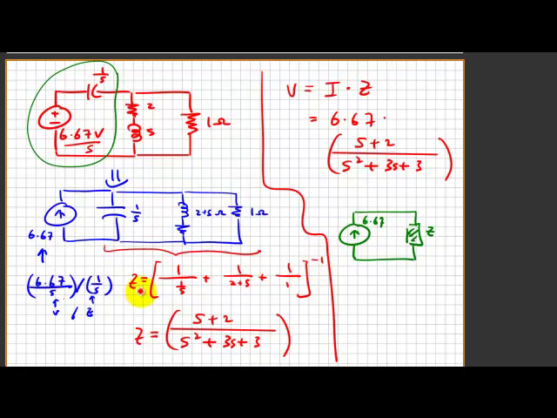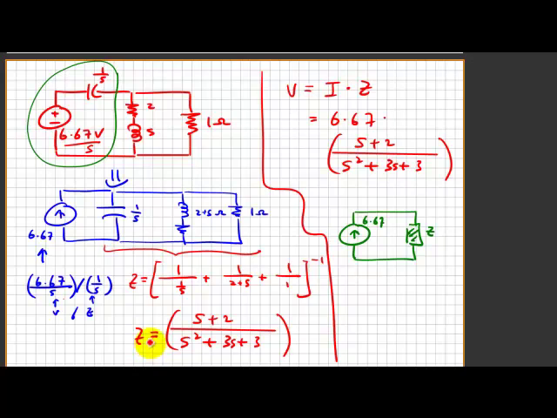If you plug that into the calculator, it will handle it and output it in a way that is organized enough for you to see. This is the number you will see from your TI-89 calculator: s plus 2 divided by s squared plus 3s plus 3. This is the Z that we had. The question is to find the voltage across that. What will be the voltage for that?